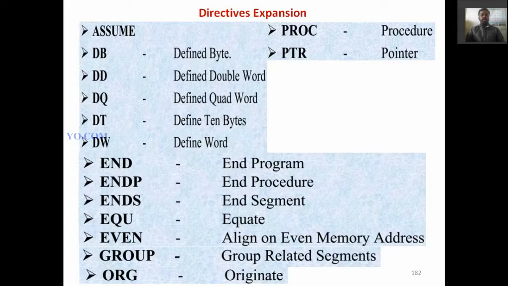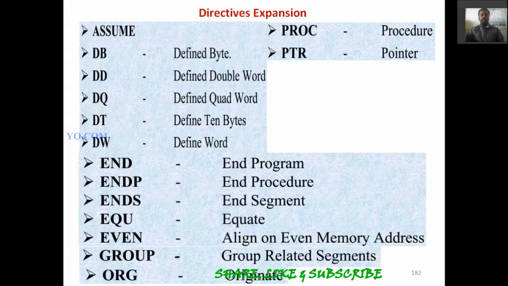The assembler directives: ASSUME means we have to assume some data segment or code segment. DB means define byte. DW means define word. DD means define double word. DQ means define quad word. DT means define ten bytes. END indicates the end of the program. ENDP means end of the procedure. ENDS means end of the segment. EQU means equate, that is, equivalent.